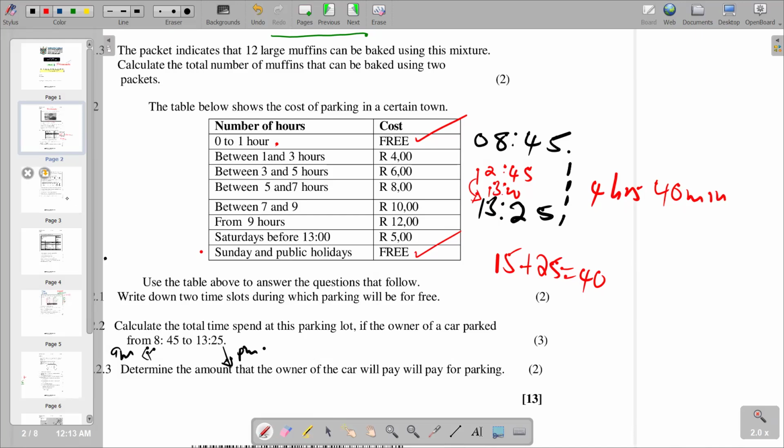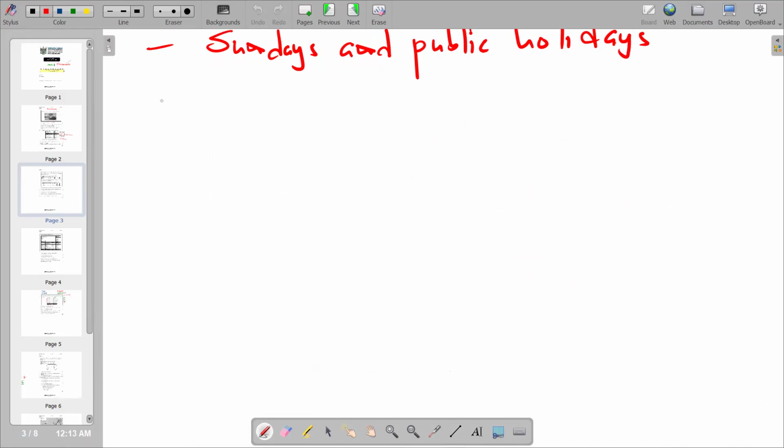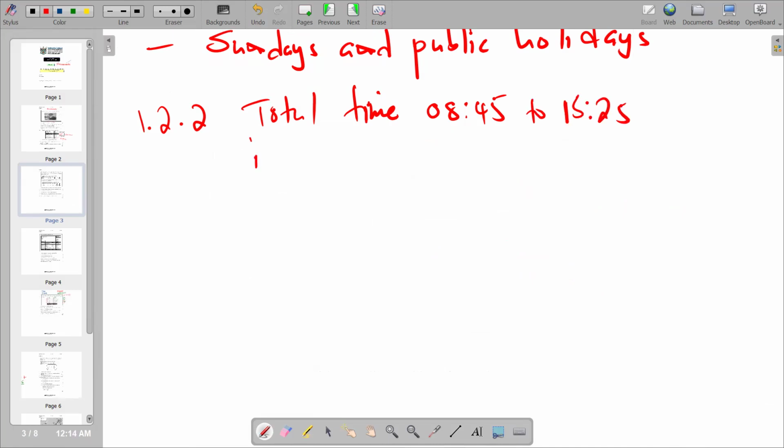So in our response, in our other section, we are saying 1.2.2, total time, that is from 08:45 to 13:25 is 4 hours, 40 minutes.